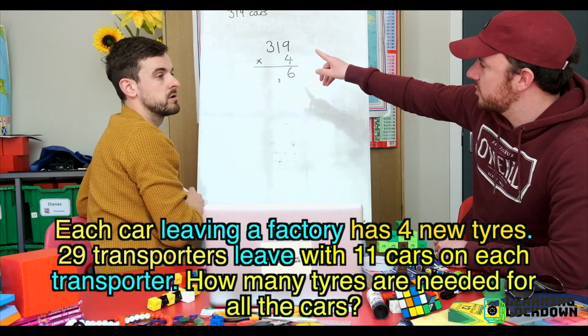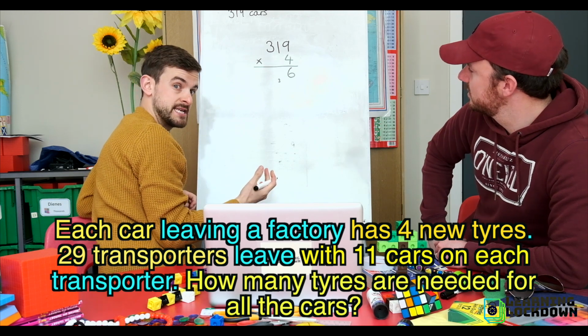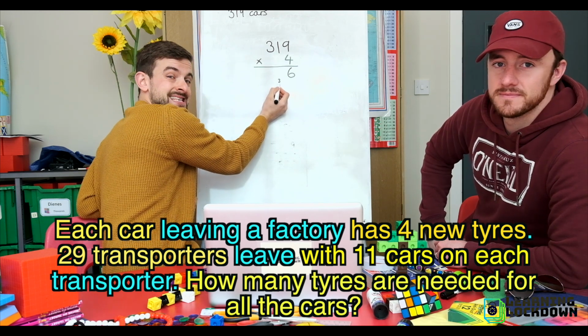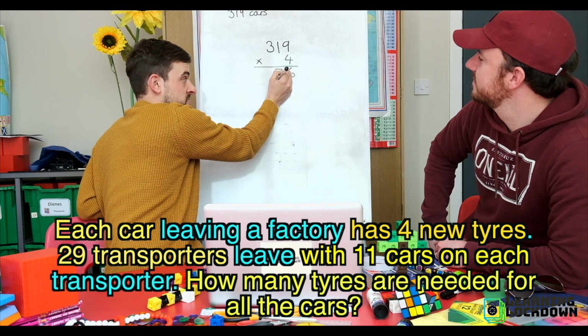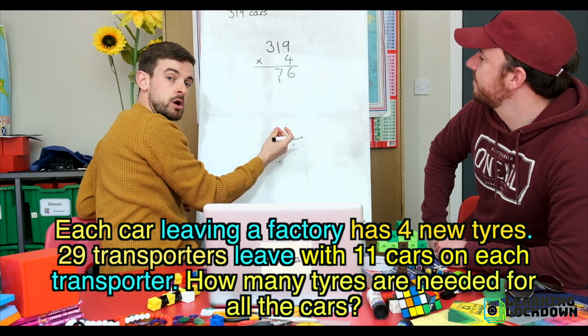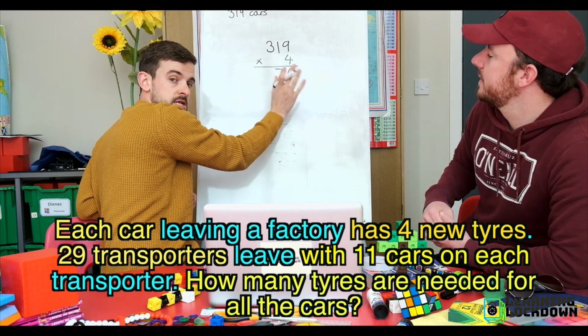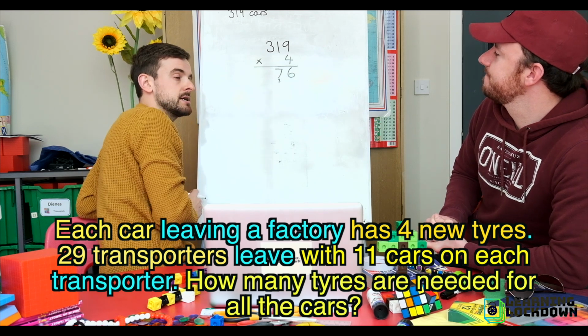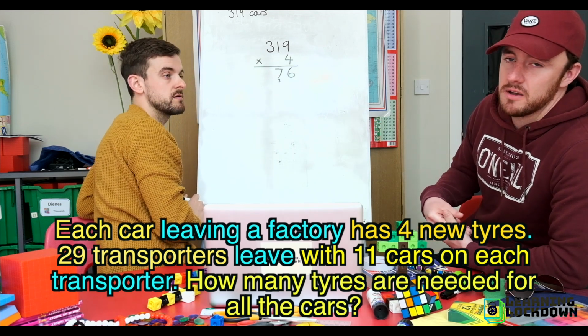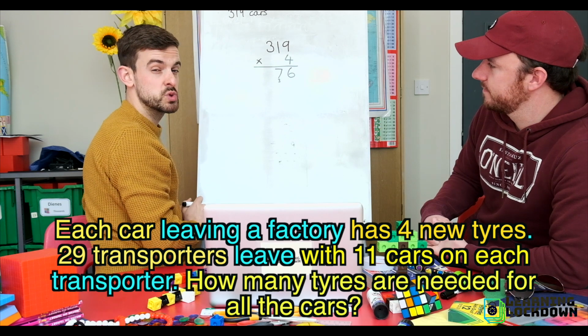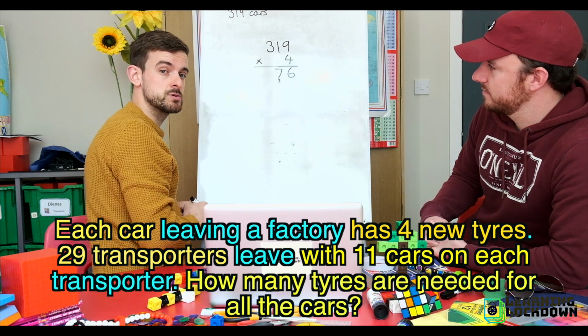Then we have 4 lots of 10, which is 40. Add the 3 lots of 10 is 70. Only our 7 goes in because it's in the tens place value column, so it already is 70 there. We don't need to put the 0, that's a placeholder behind the 6. And finally, 4 lots of 300. 4 lots of 300 is 1,200.